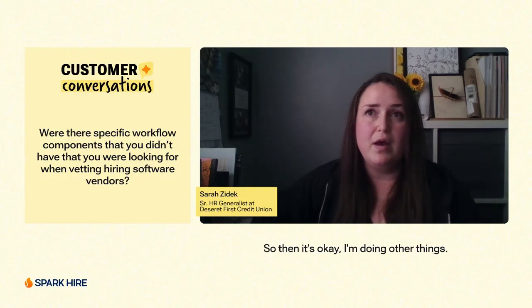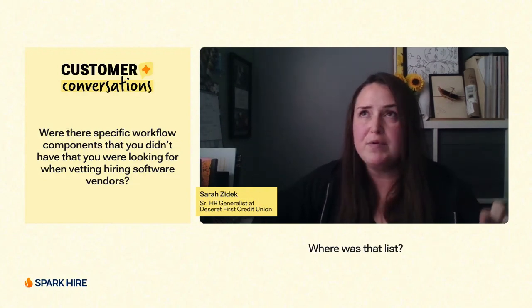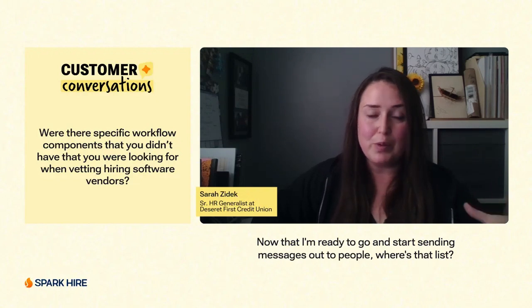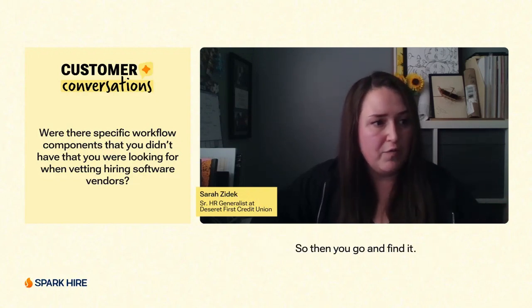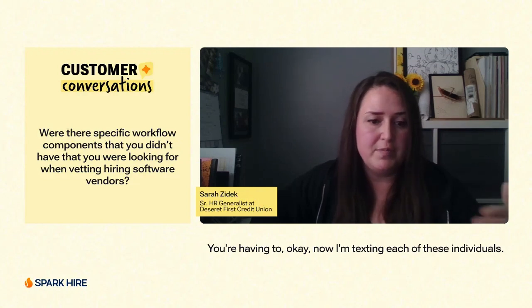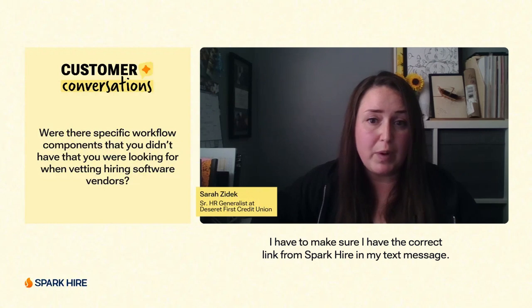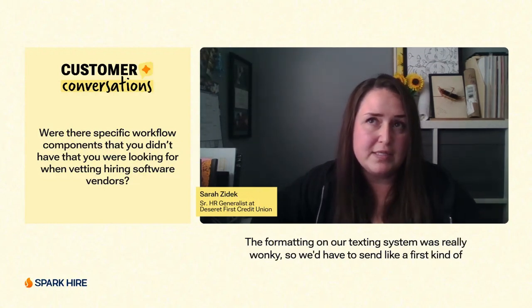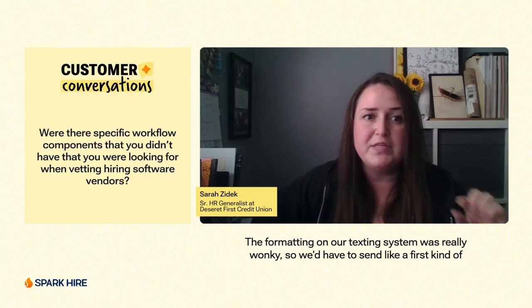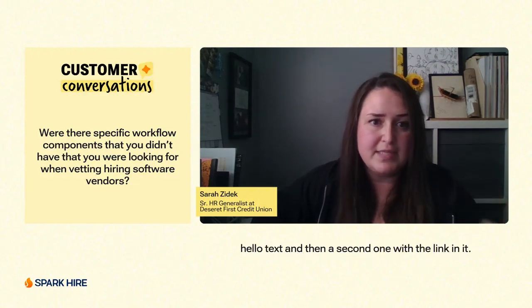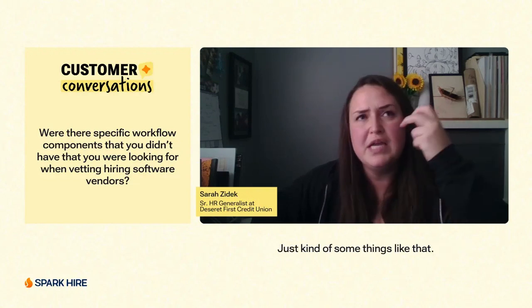So then it's, okay, I'm doing other things. Where was that list? Now that I'm ready to start sending messages out to people, where's that list? So then you go and find it. Now I'm texting each of these individuals. I have to make sure I have the correct link from Spark Hire in my text message. The formatting on our texting system was really wonky, so we'd have to send a first hello text and then a second one with the link in it. Just some things like that.